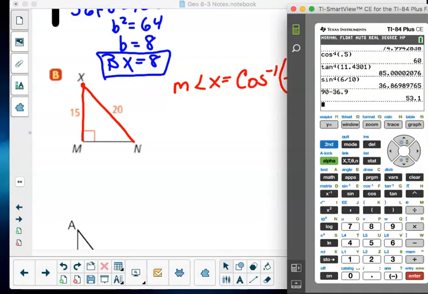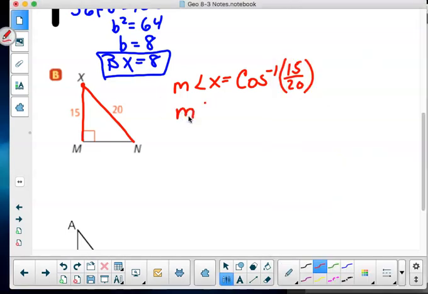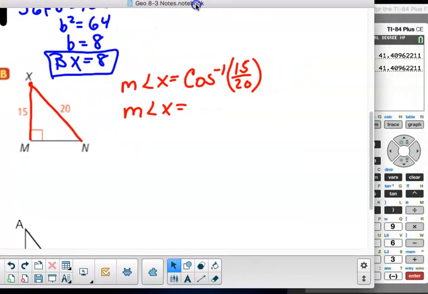Now, I've got the inverse cosine, let me clear this out, second inverse cosine of 15 divided by 20. Now I close that out, hit enter. That's 41. Now I also mentioned the inverse cosine of 3/4. That should work because ratios can be reduced, and it's the same answer. So the measure of angle x is, gosh, I gotta slide my stuff over a little bit more, 41.4 to the nearest tenth.